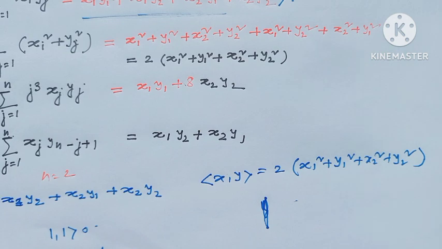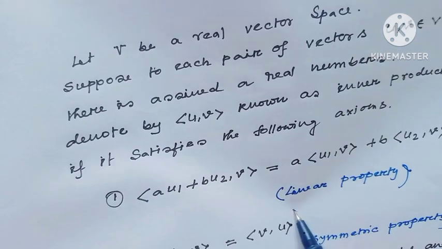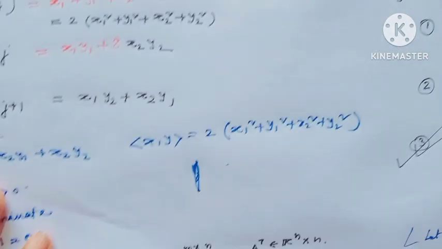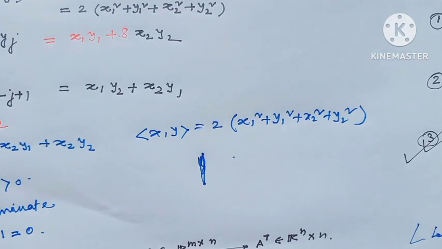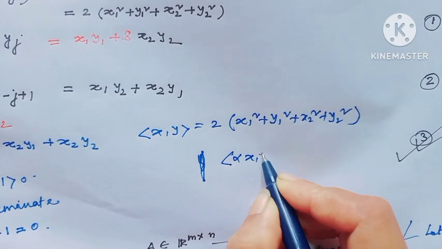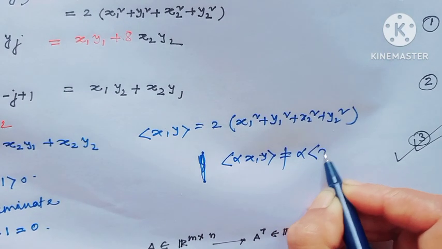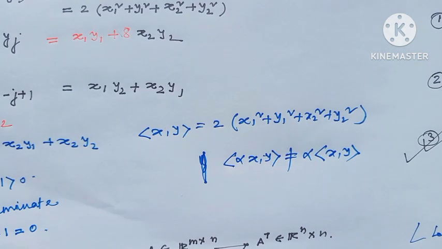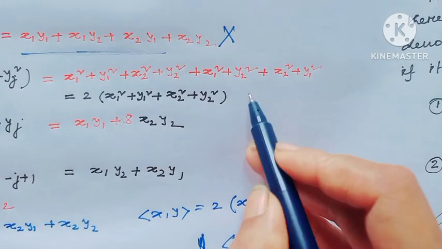Since we cannot construct a matrix here, so previously in such a way I have shown this is not an inner product. I had told you that when there is a square term, then it always breaks the linear property. In my previous video I had solved this. This always breaks the linear property. That means inner product of alpha x with y is not equal to alpha times inner product xy. So we can tell this is also not an inner product.